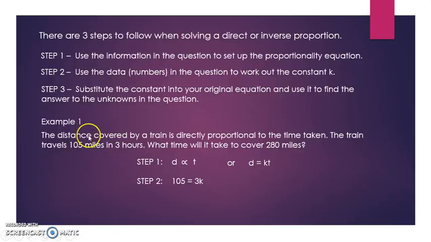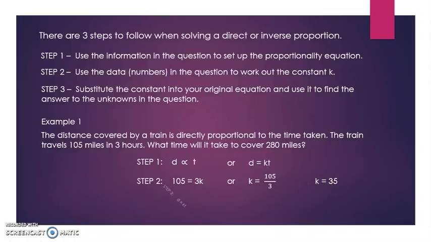So we know in the question the distance is 105. So the distance here we can put as 105. We know that the time is 3. So the time we can put here as 3. And we can find the constant. If we divide both sides by 3, the constant is 105 divided by 3. So the constant is 35.